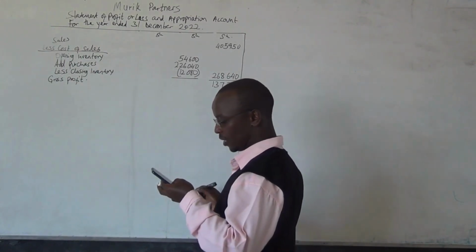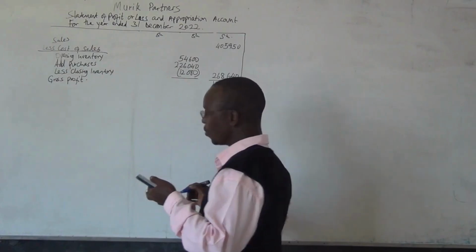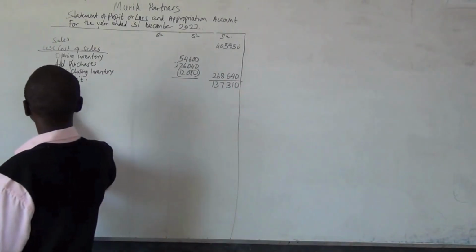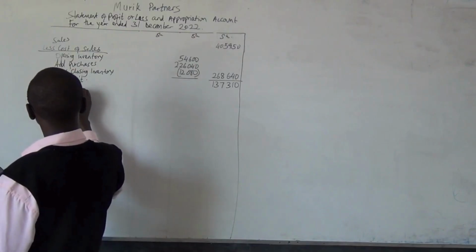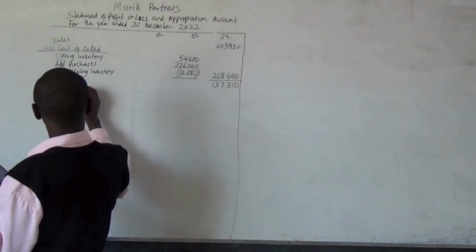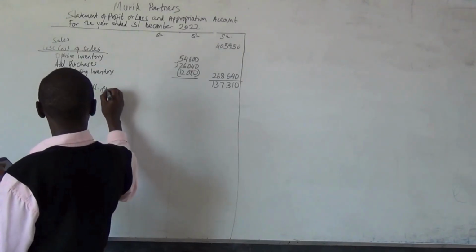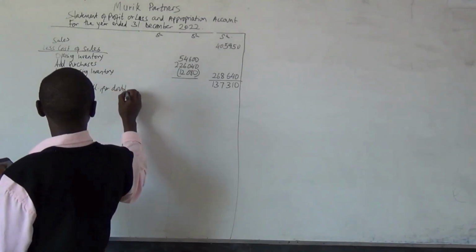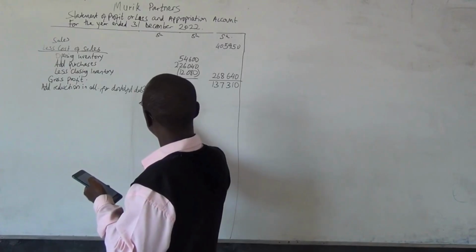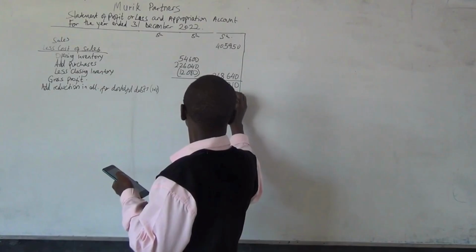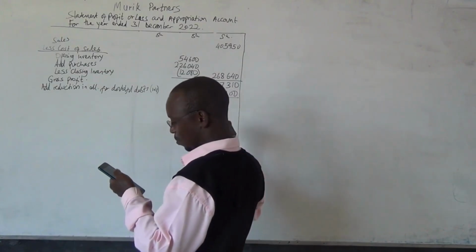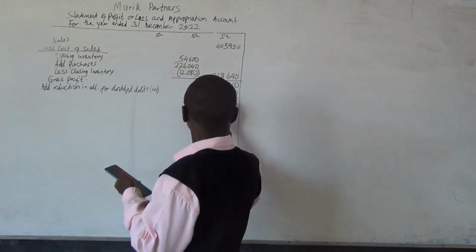Then add other incomes. You add reduction in allowance for doubtful debts, working, 1,200. So you will end up with 128.